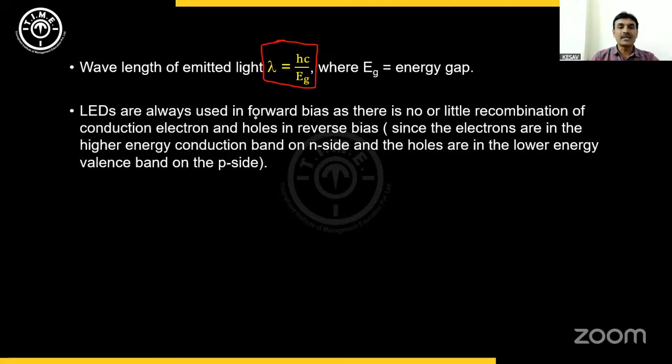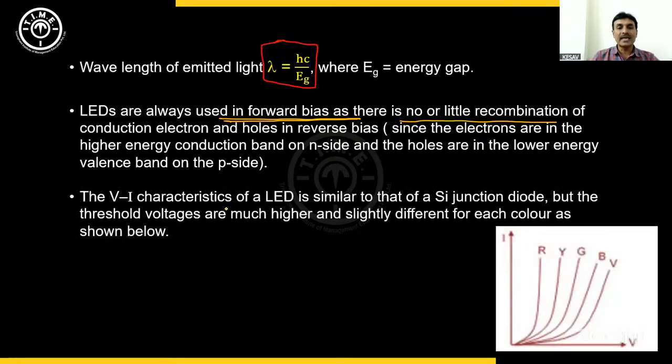LEDs are always used in forward bias. You need to make a note of this point and remember this. Why only forward bias? Why not reverse bias? Because in reverse bias, no recombination of holes and electrons will take place. If there is no recombination, no energy is released in the form of heat and light. That's why they are used in forward bias mode. LEDs are operated in forward bias mode. Okay.